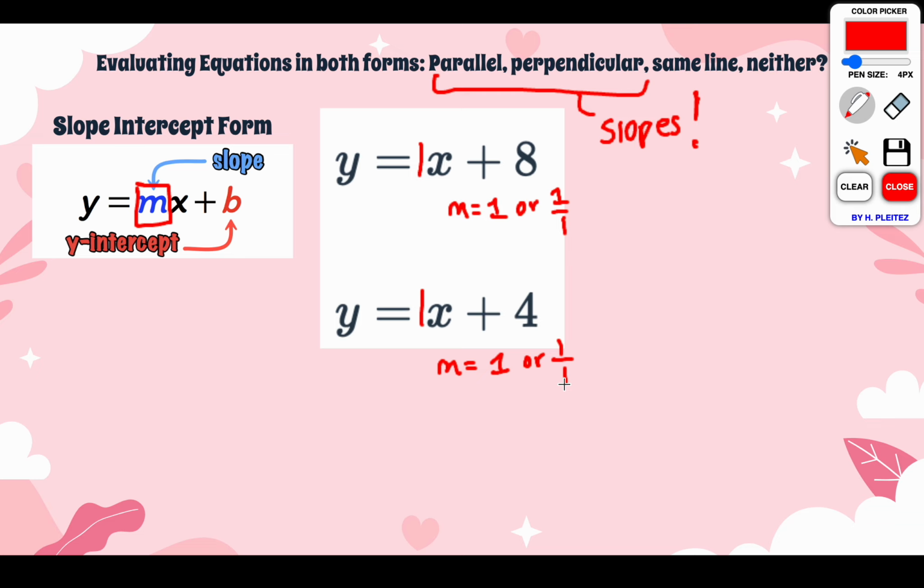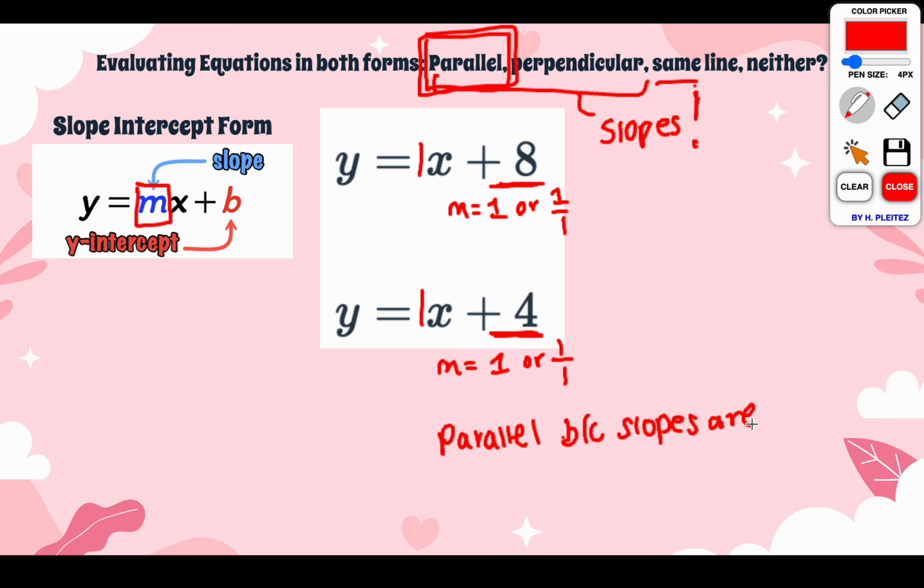Now we know for a fact that these would be parallel because they have the same slope, but we got to check if it's the same line. If it's the same line, it's going to have the same exact equation when you simplify it. But here we can see that our y-intercept here is 8 and our y-intercept is 4. So those are going to be two different lines. So the lines are parallel because slopes are the same.